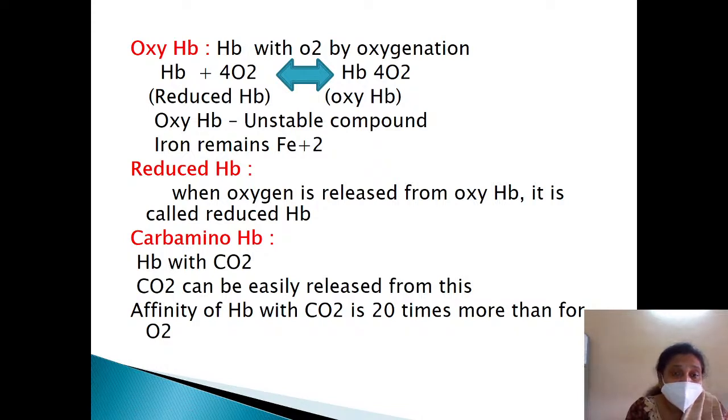Now here, carbon dioxide can be easily released from this because the affinity of the hemoglobin for carbon dioxide is 20 times more than for oxygen. So carbaminohemoglobin is just a hemoglobin derivative, hemoglobin along with carbon dioxide. These are the normal derivatives: oxy, reduced, carbaminohemoglobin.